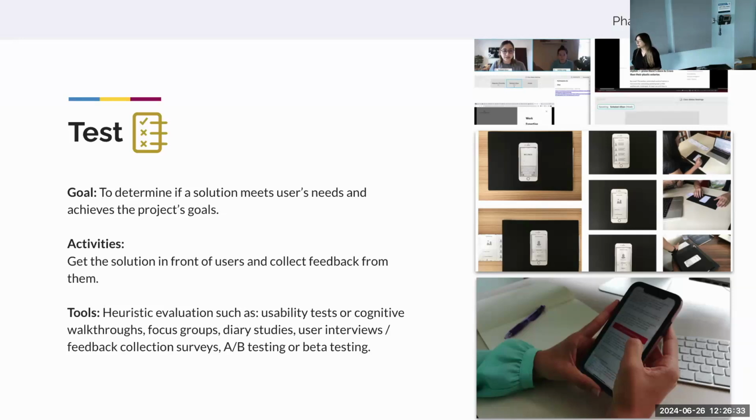where you try to get a version of a prototype in front of your users and you either give them a set of tasks and ask them to complete the tasks, or you can also be a bit more open and just let them explore and tell you, like a think aloud exercise where they just tell you what they are looking at, what's in front of them and what's going through their minds.